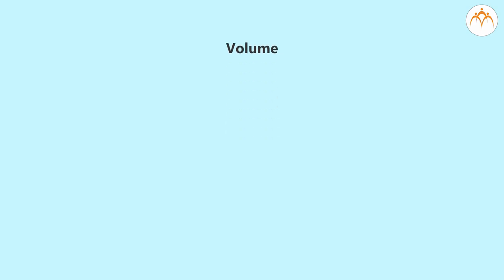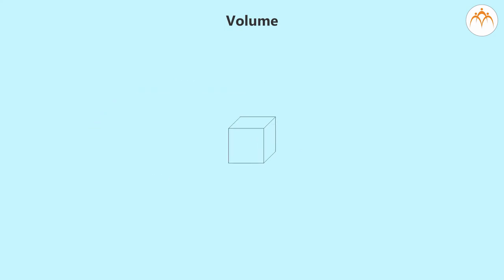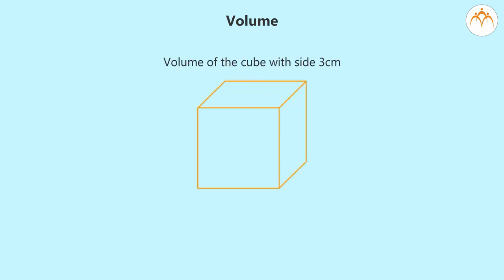As we have done in the case of area, we decide a unit to measure volume. It is the cube with each side 1 unit. If we have a cube of sides 1 centimeter, then the volume of the cube is 1 cubic centimeter. Let us find out the volume of the cube with side 3 centimeter. We will find out how many cubes of 1 centimeter side are required to fill a cube of side 3 centimeter.